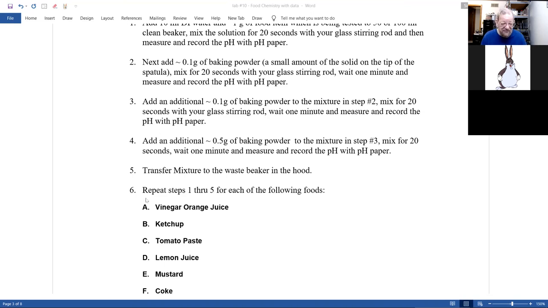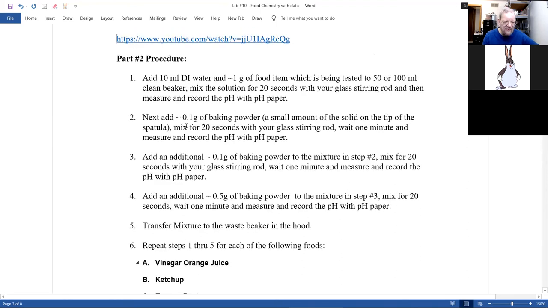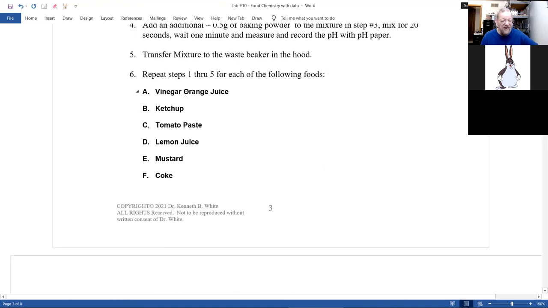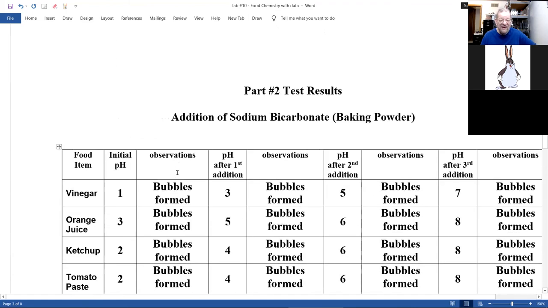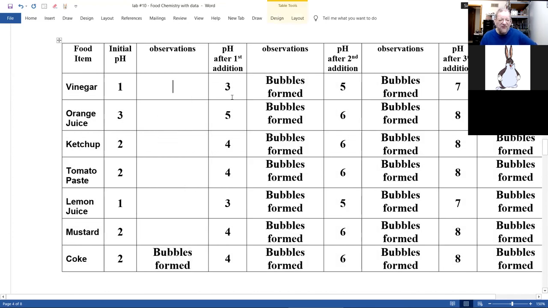Now throw everything away. And for this one, you'll be using vinegar, and also orange juice, ketchup, tomato paste, lemon juice, mustard, and Coca-Cola. And if we were in the lab, these are the results you would see. Like for vinegar, the initial pH is about one. This shouldn't be just clear. I've made a mistake. But after you add sodium bicarbonate, you'll see bubbles form like you saw in the video.